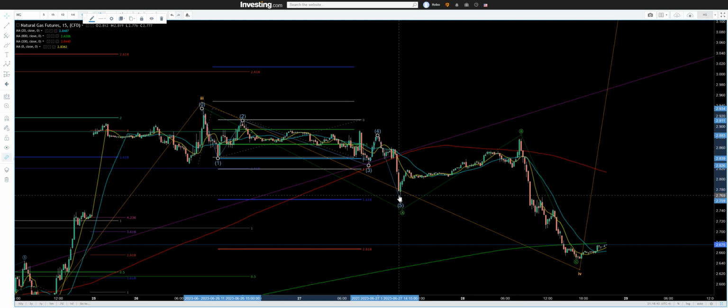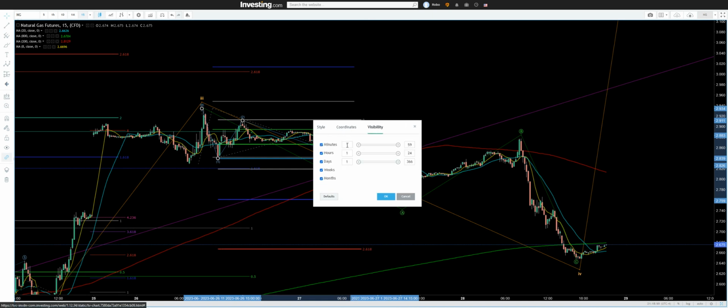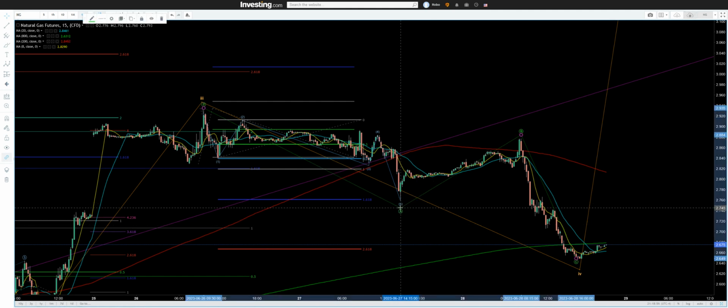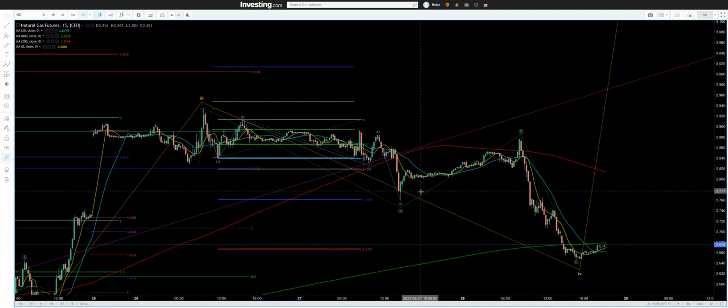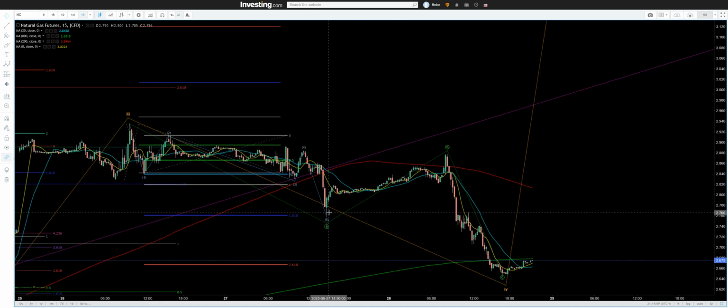Okay, so let's put that in the proper degree. It's a submicro. Of course, we don't want to see it even in hours, it'll be too scrunched up and tiny. Okay, submicro. It might be a micro, I don't know. I've got these ones labeled here, and I try not to get too finicky about it. Anyway, 4, 5, A, and then obviously B is somewhere here.